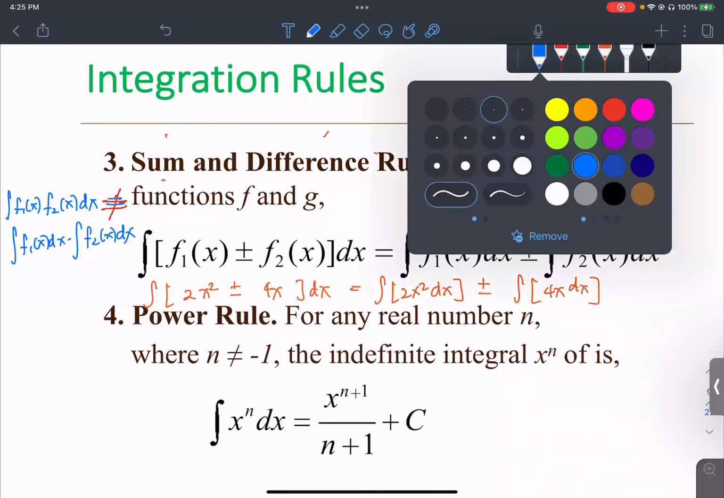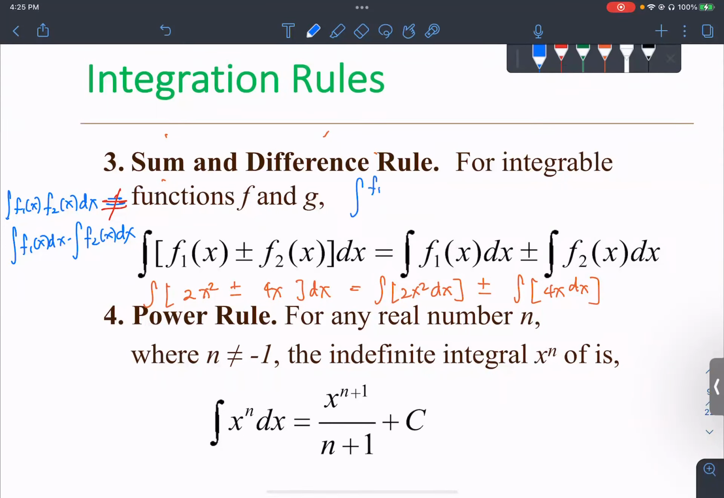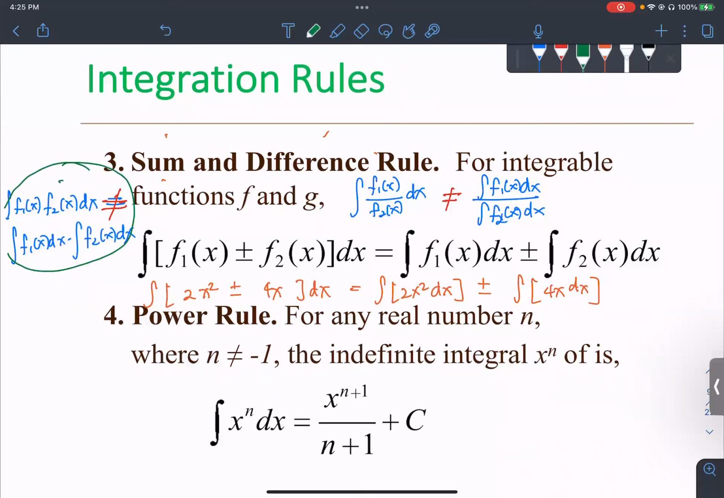So similarly, if I would have the integral of f1 of x over f2 of x dx, again, this is not equal to finding the integral of f1 of x dx and then dividing it with the integral of f2 of x dx. There's no such rule. So therefore, do not use those formulas. Walang ganun na formula.